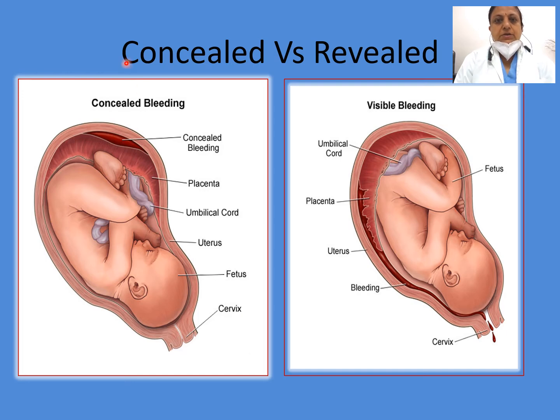Let us see in this picture. On the left side, the picture is showing concealed bleeding, and on the right side, the picture is showing revealed bleeding. As you can see on the left side, there is a small blood collection behind the placenta, but there is no trickling of the blood outside from the cervical os. So this is the concealed variety. Whereas in the revealed variety, there is trickling of the blood, there is separation of the marginal portion of the placenta, and the blood is trickling out from the cervical os. So this is how we can differentiate the concealed variety and the revealed variety.